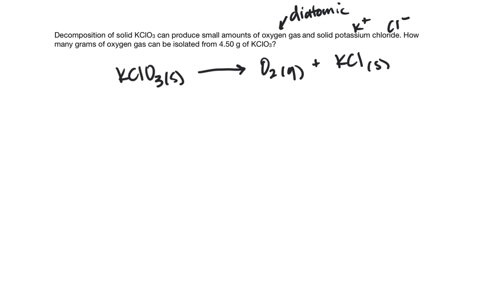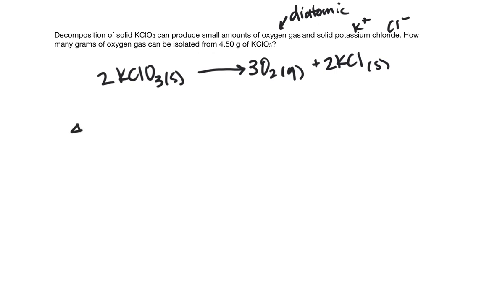As we can see, there's one potassium on both sides, one chloride, but there are 3 oxygens on the left and 2 on the right. And so when we put a 2 here, that would give us 6. So that this needs to be a 3. And then we have a 2 here. So now this is balanced, 2 potassium on both sides, 2 chlorides, 6 oxygens on both sides. So now we just want to convert from reactants to products.